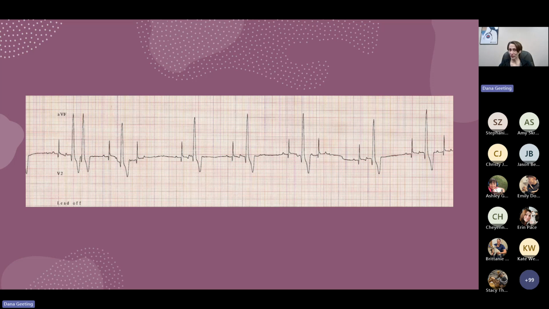And then this rhythm strip shows single, monomorphic VPCs. You also could have polymorphic VPCs, where this VPC, the QRS complex, is up. The next one, it could be down. Again, it all depends on the electrical conduction. So your VPCs could look different. Someone wrote every P wave has a QRS, but not every QRS has a P wave.